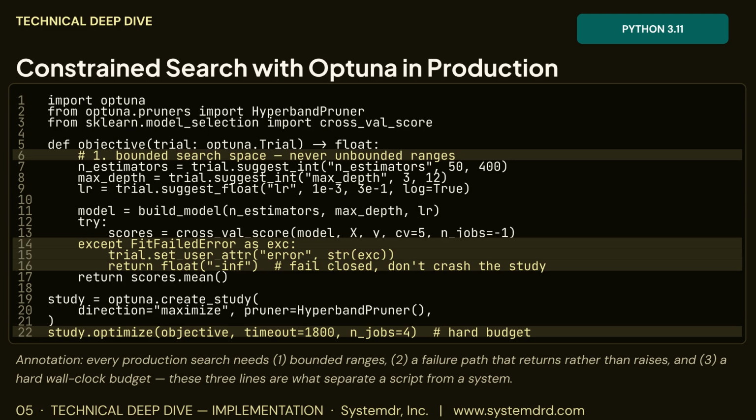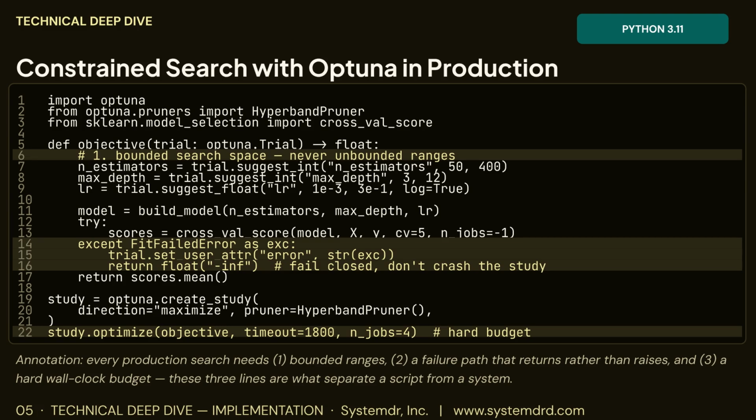Unbounded ranges are one of the most common causes of runaway AutoML compute costs, so this is not optional. Second, notice the exception handling. If a candidate configuration fails to fit, maybe due to a numerical instability or a resource limit, the objective function catches that failure, logs it as a trial attribute, and returns negative infinity, rather than raising an exception and crashing the entire search. That's a fail-closed pattern. One bad candidate should never take down the whole study.